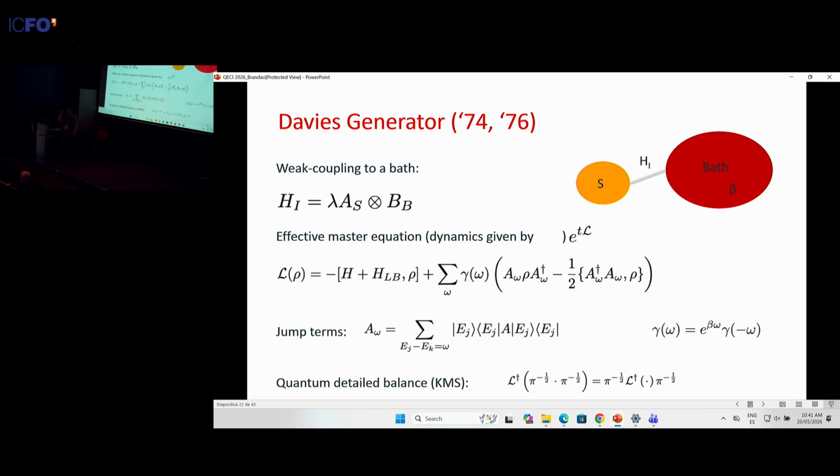You can go from energy eigenstate E_j to E_i that have energy difference given by omega. This is what the A(omega) term does. And then for this function, you have to put these constraints such that the system satisfies detailed balance, quantum detailed balance, which is this operator equation here. And this guarantees that the Gibbs state is the stationary state of this Lindbladian, of this dissipative quantum process.